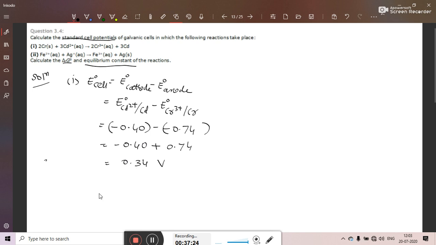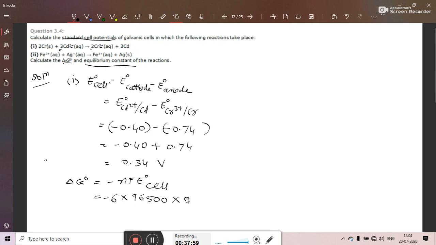Now we have to find out delta G naught. From E naught cell, how can we find delta G naught? That is equal to minus nF E naught cell. Now here you will see the total charge on both sides. Here it is 3 × 2 is 6 plus, and here also 2 × 3 is 6 plus. The total charge on both sides is 6. So n is 6, the number of electrons gained or lost. Now 1 Faraday is equal to 96500 coulomb. So instead of F we will write 96500, and E naught cell is 0.34.